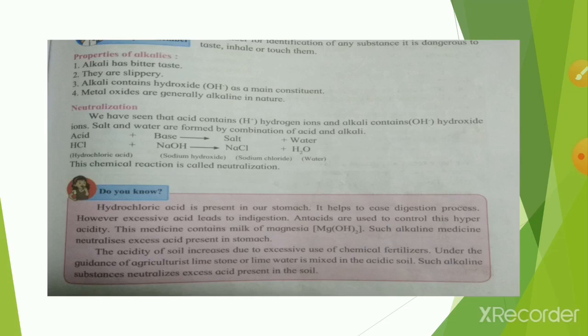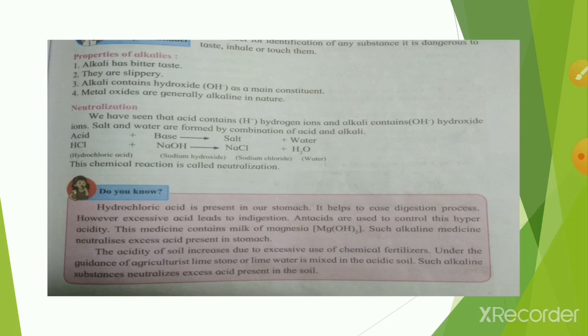Hydrochloric acid is present in our stomach. It helps to ease the digestion process. However, excessive acid leads to indigestion. Antacids are used to control this hyperacidity. This medicine contains milk of magnesia, that is Mg(OH)2. Such alkaline medicine neutralizes excess acid present in the stomach.